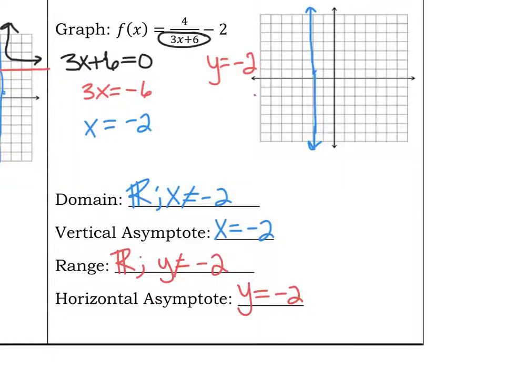We're going to graph that. Now, is the graph positive or negative? Well, what sign is here? We don't have one, so we know it's positive. If it's positive, it's going to go into the first quadrant and this third quadrant.